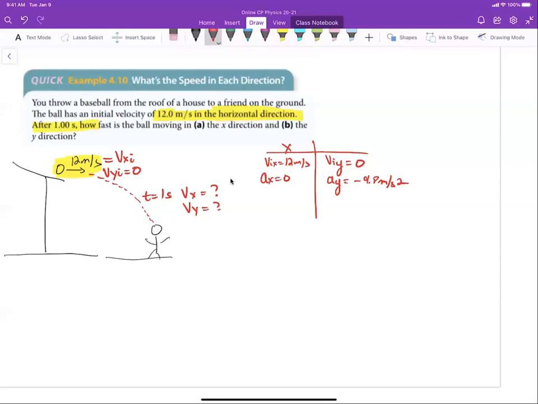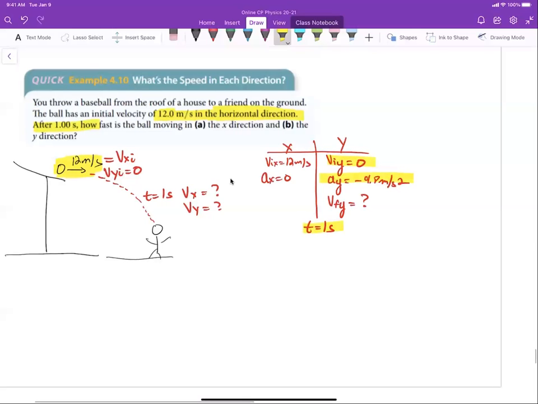All right, we know the time that we're going to use is 1 second. That will be in both the x and the y directions. And we have also been asked, what is the final velocity at that time? So I have 3 things in the y direction, do I not? I have initial velocity, I have acceleration, and I know time. So I can find the final velocity in the y direction.